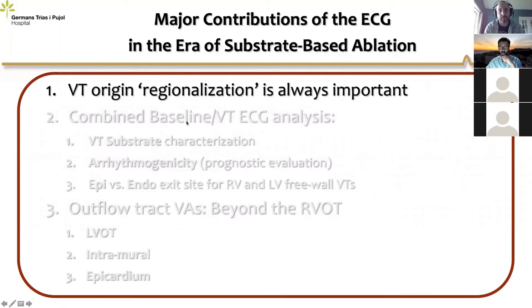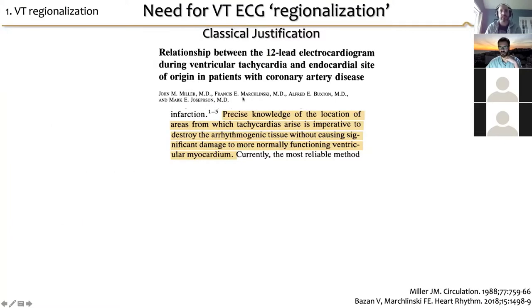I will start by showing how important it is, still now, in this area of substrate-based ablation, to regionalize the VT origin. The classical justification for the importance of regionalizing the VT was that the damage to the arrhythmogenic tissue had to be limited, because causing significant damage to a normally functioning ventricle would be jeopardizing for the patient. And this was in the area of surgical VT ablation.